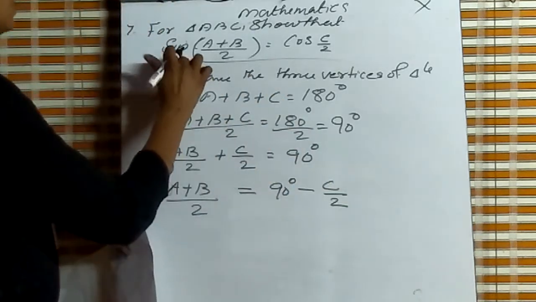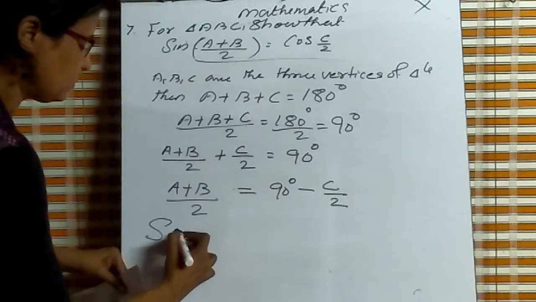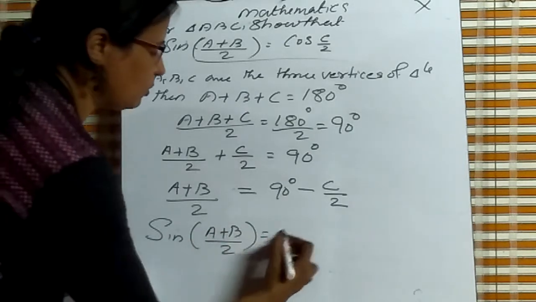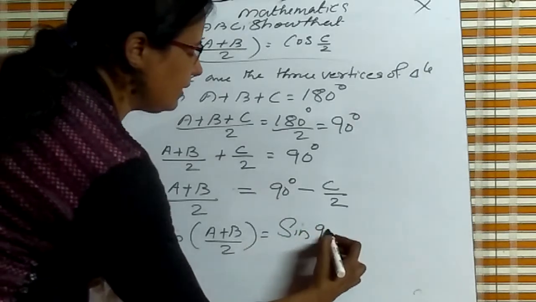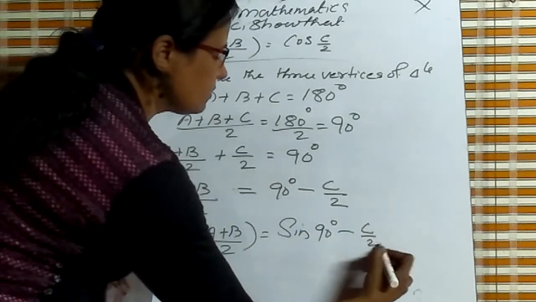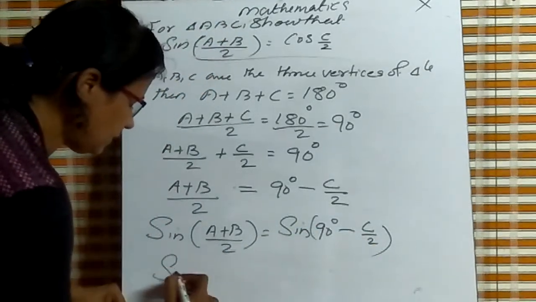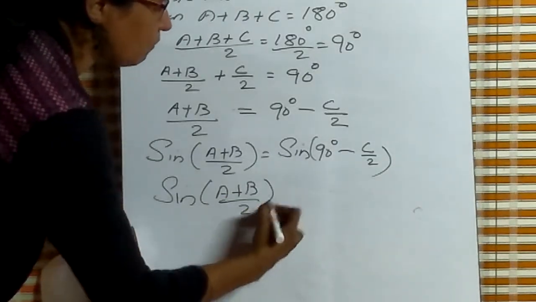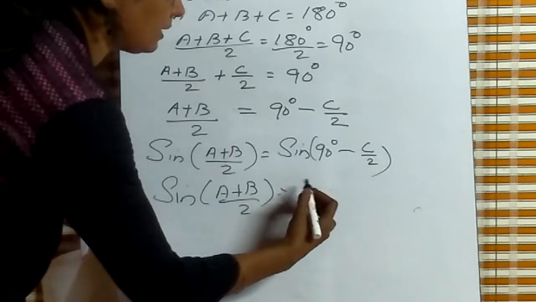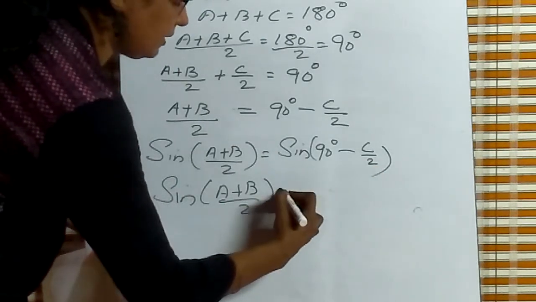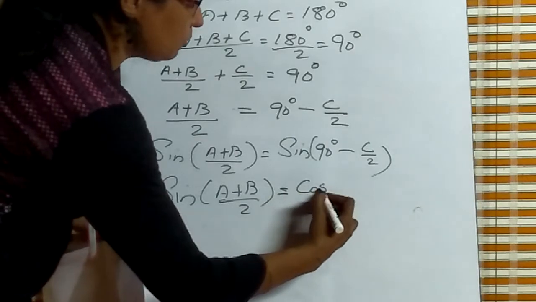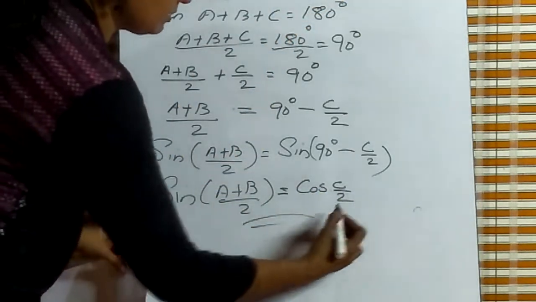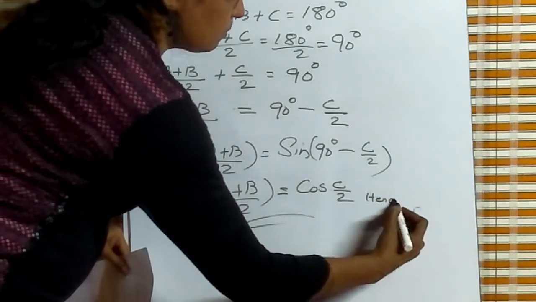We have to prove the sine. Apply sine on both sides. Sine of A plus B by 2 is equal to sine of 90 degree minus C by 2. Sine 90 minus A is cos A, so sine 90 minus C by 2 is equal to cos C by 2. That is our answer. Hence proved.